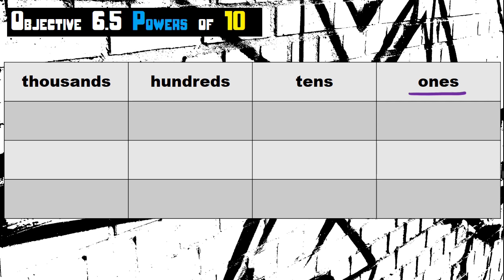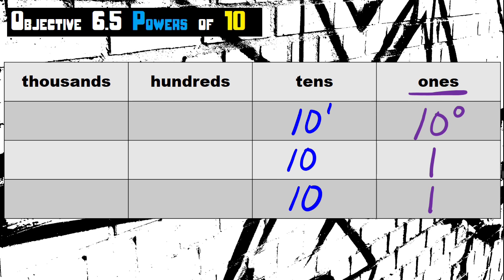So we'll start in the ones column. Our ones, we know that any number to the power of 0 is going to equal 1. So we have 10 to the 0 power, which just equals 1, and the bottom box will be 1. That's our ones place. Now we have the tens place. This is 10 to the first power. We can write that out as simply 10. So 10 is just equal to 10. The first two are pretty easy.